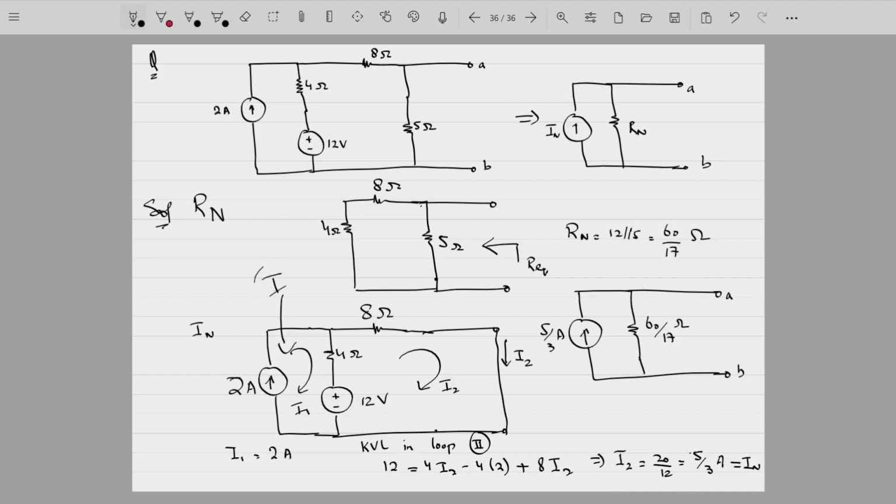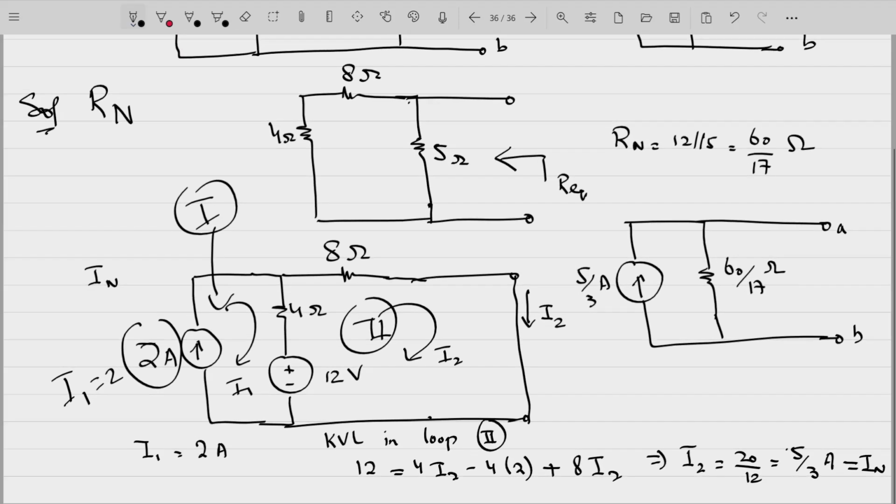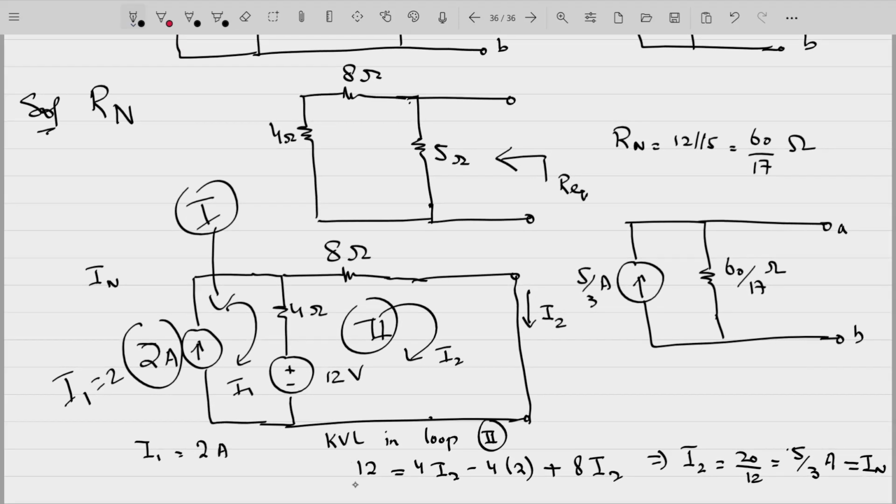In this loop, KVL from loop 1, I1 is equal to 2 amperes directly. Then you have this particular loop number 2. Apply the KVL in this equation. ये आपका KVL equation है. 12 volts is equal to 4I2. और यहाँ से जो करंट है 4I1 है, that means 4 into 2 plus 8I2.